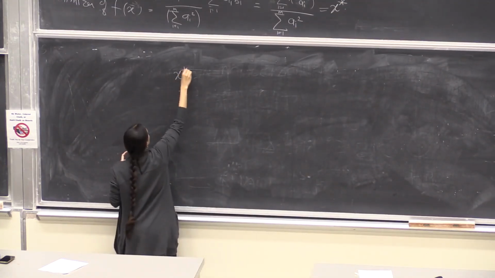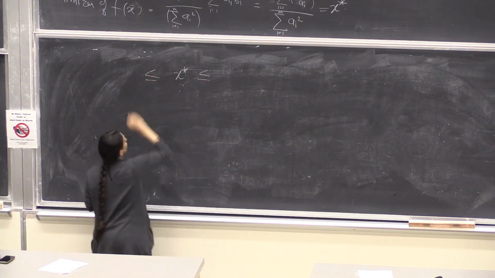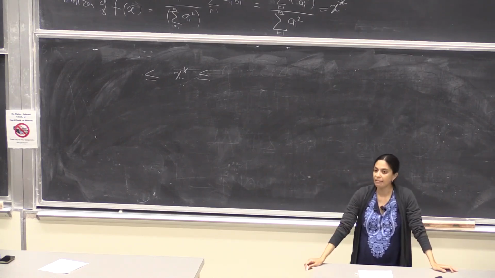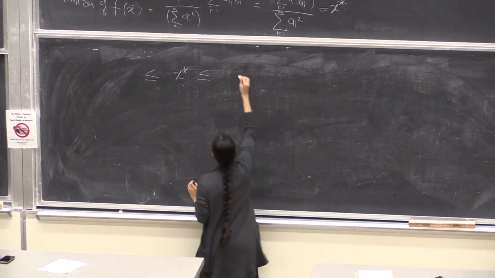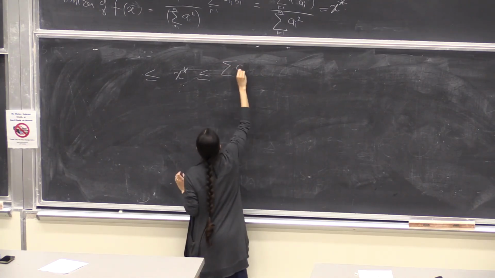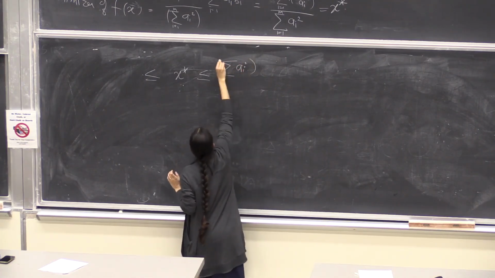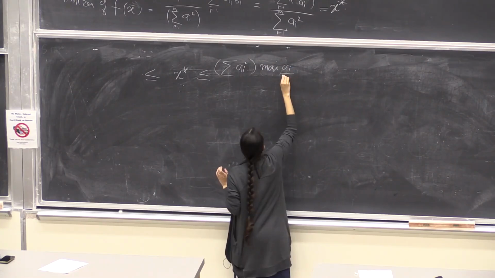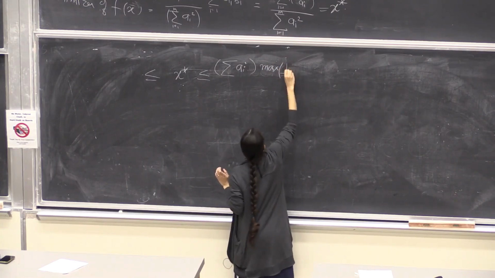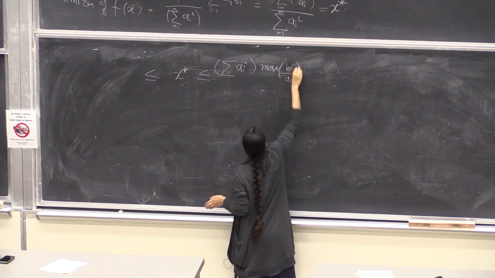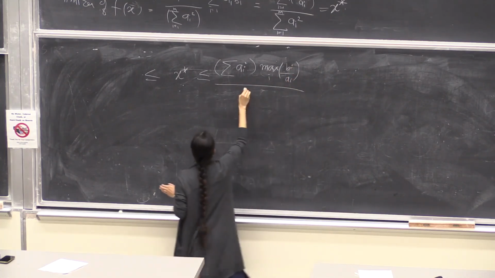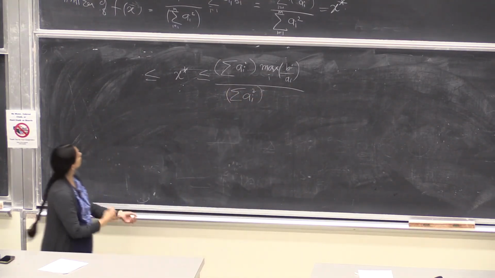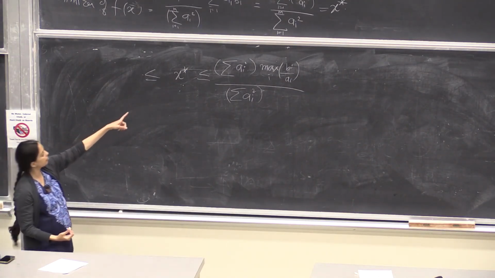X star, I can lower bound and upper bound by minimizers of f_i(x), right? So for example, if I take the sum of a_i squared times max b_i over a_i, so let's look at this quantity here.